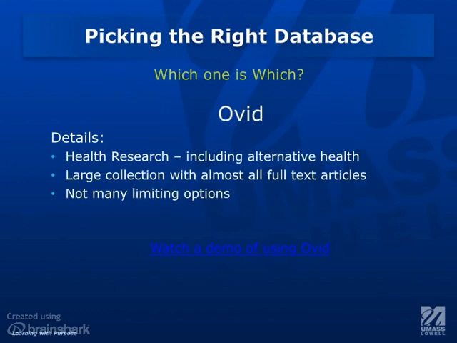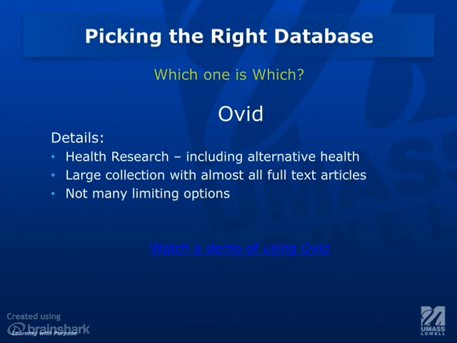Finally, we have Ovid. Ovid is another one of those which you're probably going to hit when you're doing a systematic review, but you might not hit for this assignment. It is health research, and it includes a lot about alternative health. So if you're doing research that looks at things that we in the West consider to be alternative health, you might want to include Ovid in your search. It has a very large collection again. Almost everything is full text, if not everything full text. It doesn't have a lot of limiting options. It is a little more difficult to search like ScienceDirect, but this time you're focusing more on a broader collection of health journals than you are all of science or all of medicine.